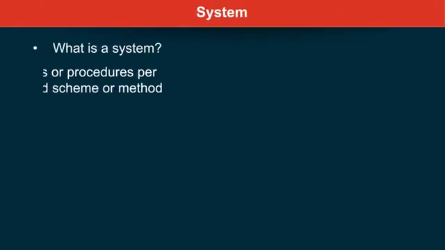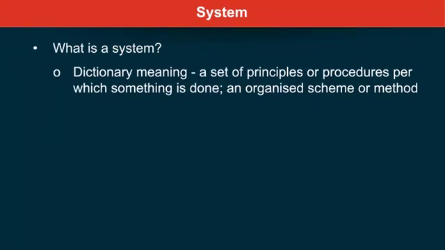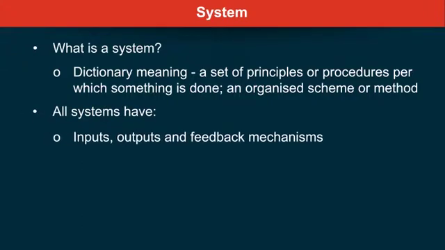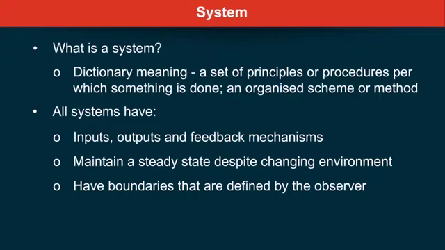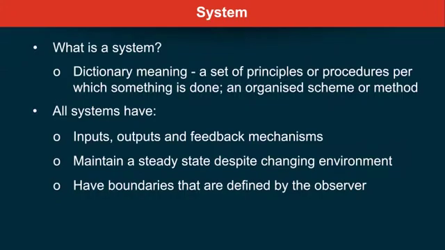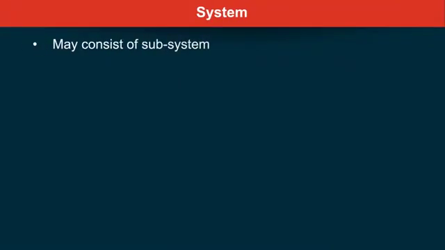So what is a system? The dictionary meaning is a set of principles or procedures as per which something is done, or an organized scheme or method. All systems have inputs, outputs and feedback mechanisms. So you have to maintain a steady state despite the changing environment. The changing environment is all that is happening around you, but the systems have to be proper. It should not keep on changing and should have boundaries that are defined by the observer. That is, each system should have certain rules and regulations which have to be observed and set. It may have a lot of subsystems and it may be part of a larger system also.